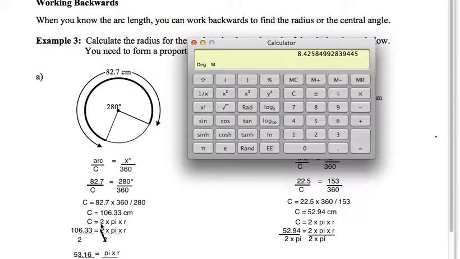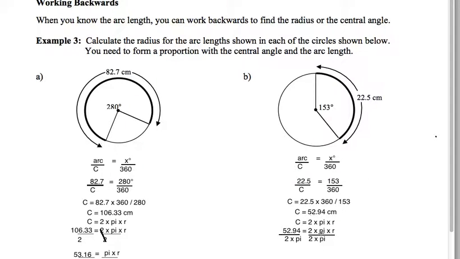Nothing wrong with doing it the slow way, but if you're in a rush, you only got 2 minutes left on the test, you can do it that way as well. Just make sure you do your algebra right. And when you do it, like you see here, I got 8.43 as an answer for the radius.